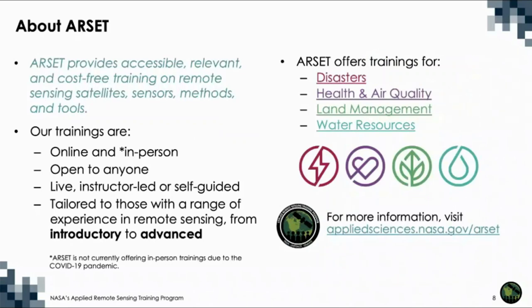ARSET provides accessible, relevant, and cost-free training on remote sensing satellites, sensors, methods, and tools. ARSET trainings are online currently, but there are also in-person trainings. These trainings are open to everyone and anyone. Live, instructor-led, or self-guided trainings are available. Recordings of all the trainings are available online for later review. They are tailored to those with a range of experience in remote sensing, from introductory to advanced. All kinds of trainings are provided in the themes shown here: disasters, health and air quality, land management, and water resources. Here is the ARSET website where all the information about ARSET trainings is available.